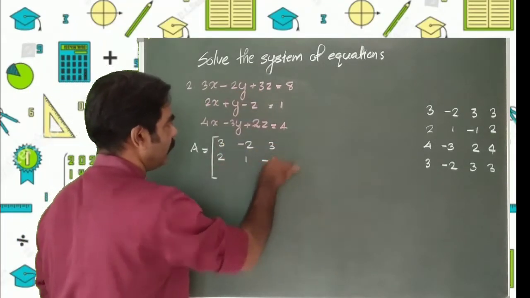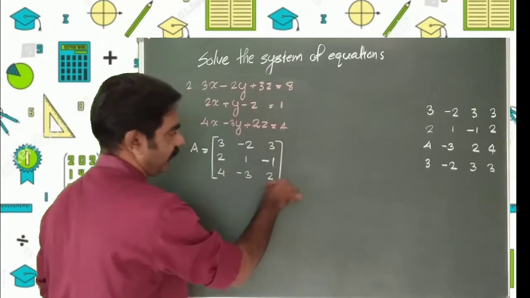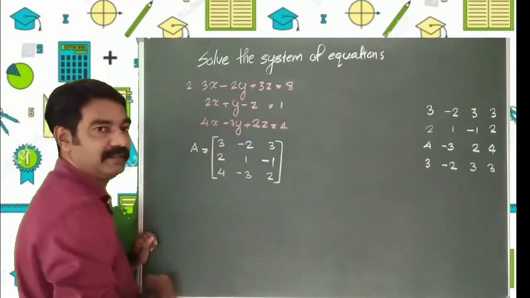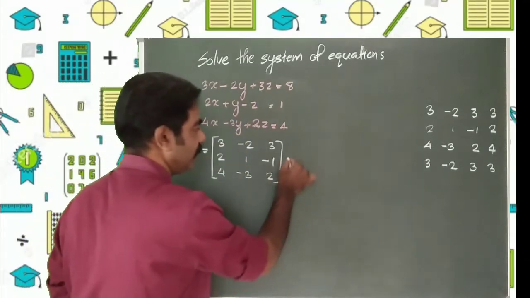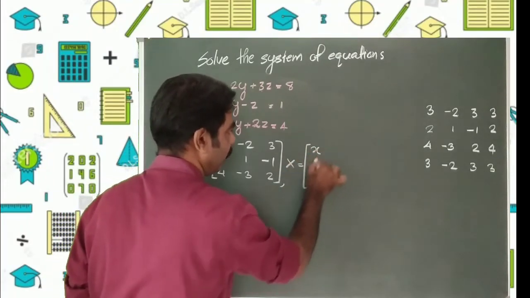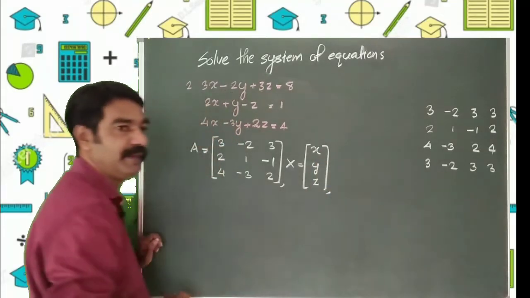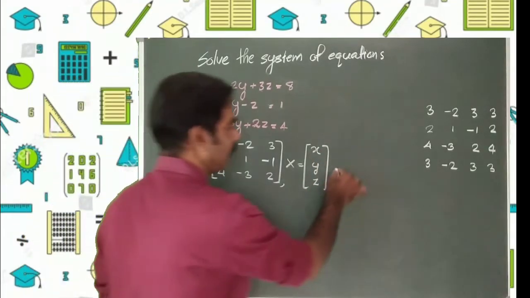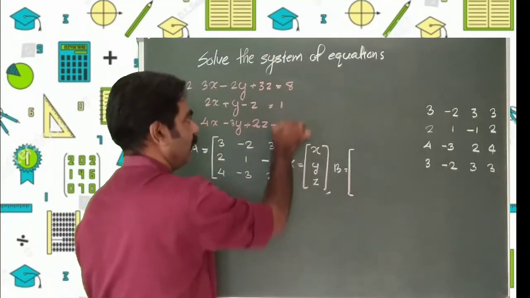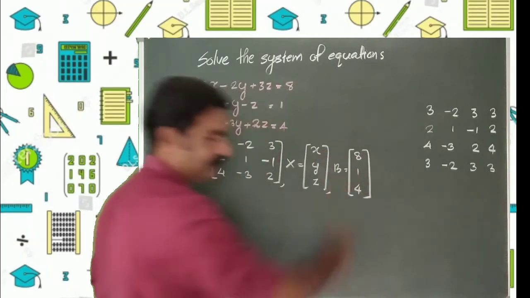2, 1, minus 1, 4, minus 3, 2. A is the matrix whose elements are the coefficients of the variables. And X is a column matrix with the variables X, Y, and Z. And what is the matrix B? B is the matrix of the constants 8, 1, and 4.